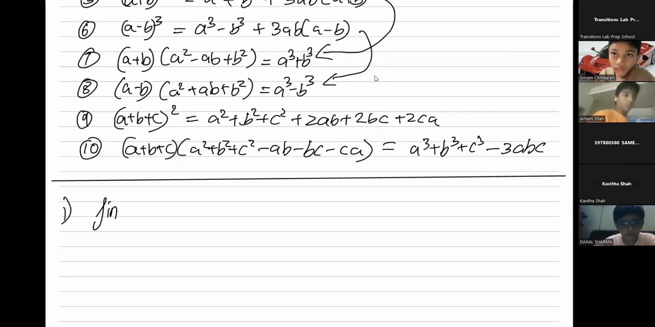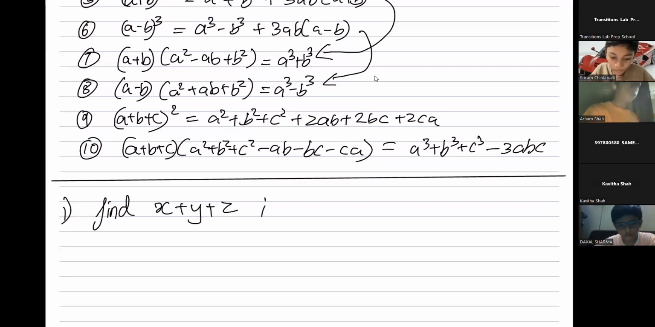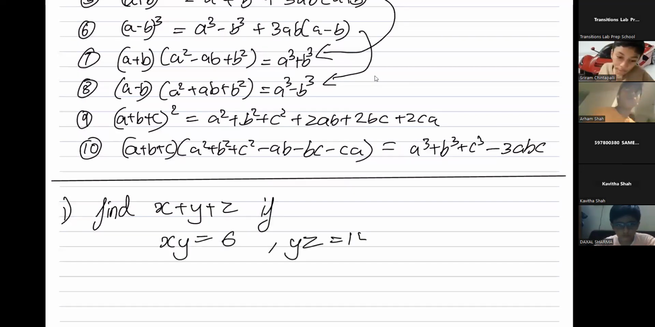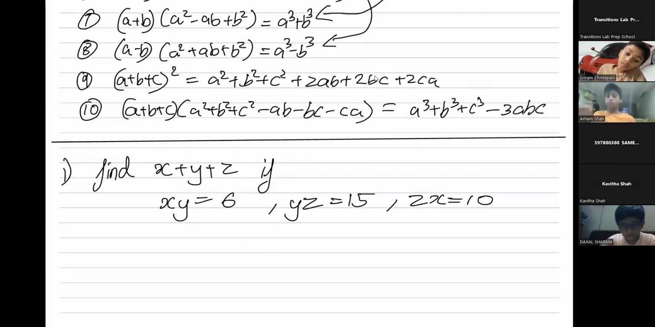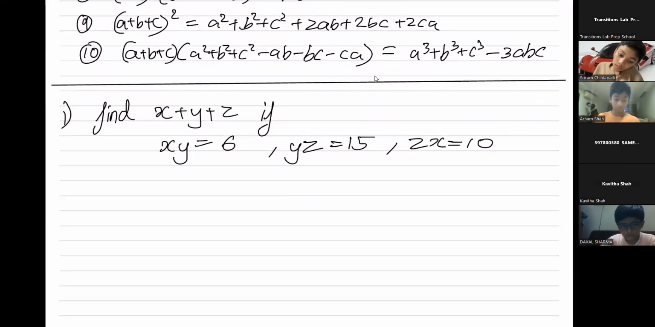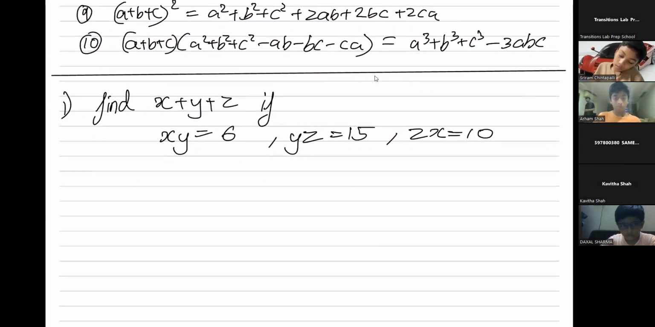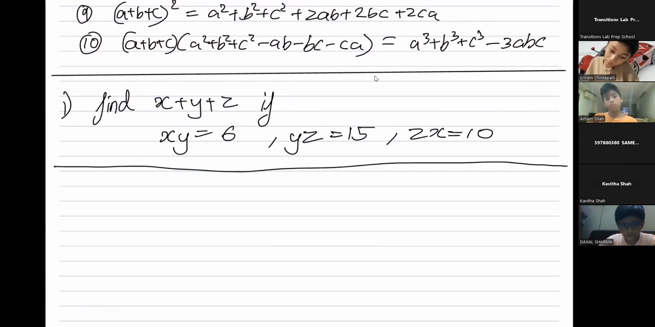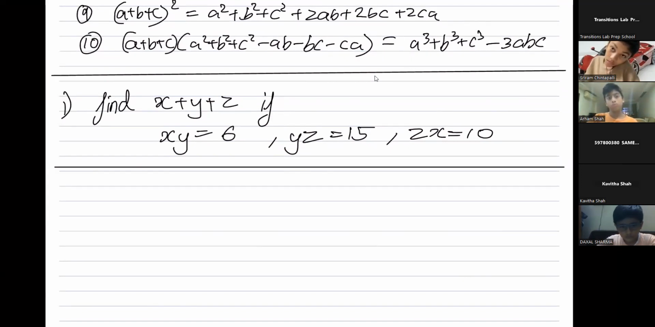Okay. Find x plus y plus z if xy equal to 6, yz equal to 15, zx equal to 10. So this particular problem doesn't require identities as such, but we'll circle back to identities in a few minutes. Try out this question.